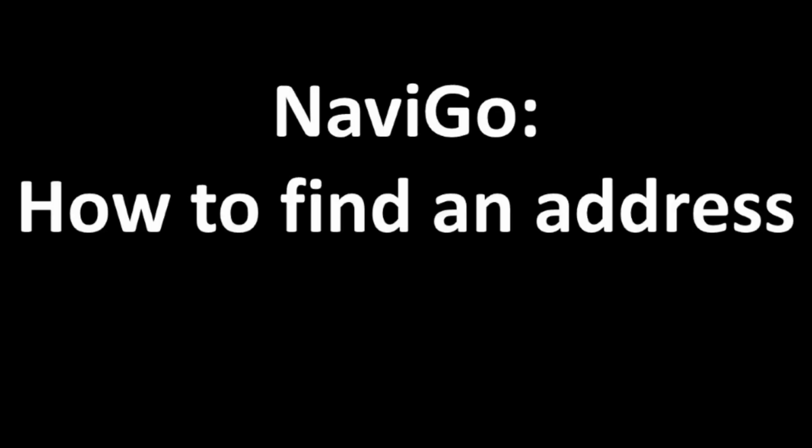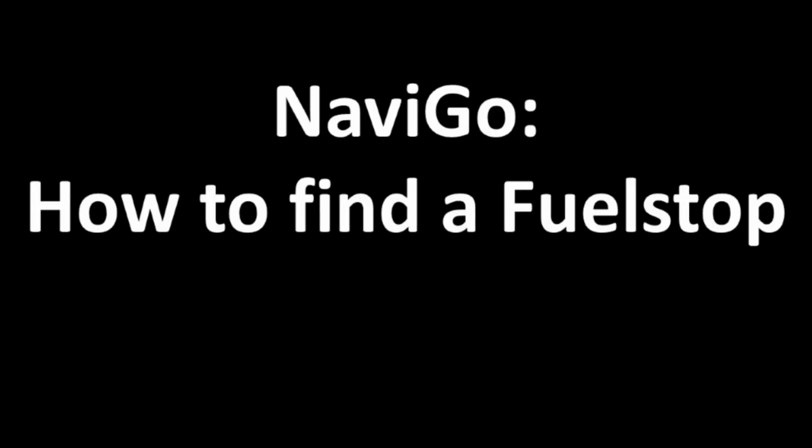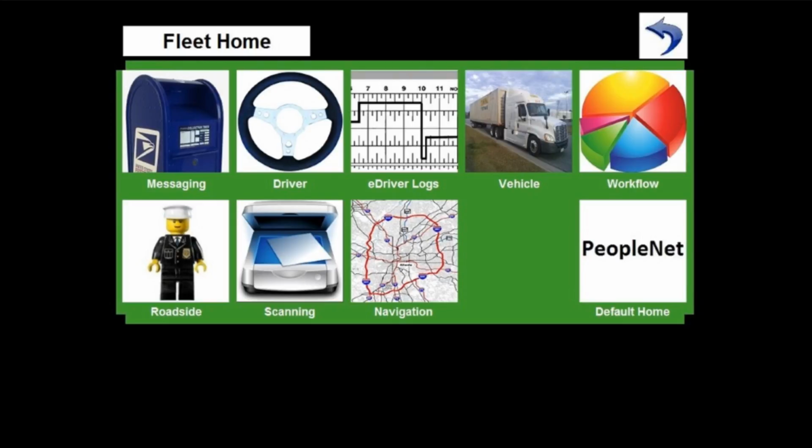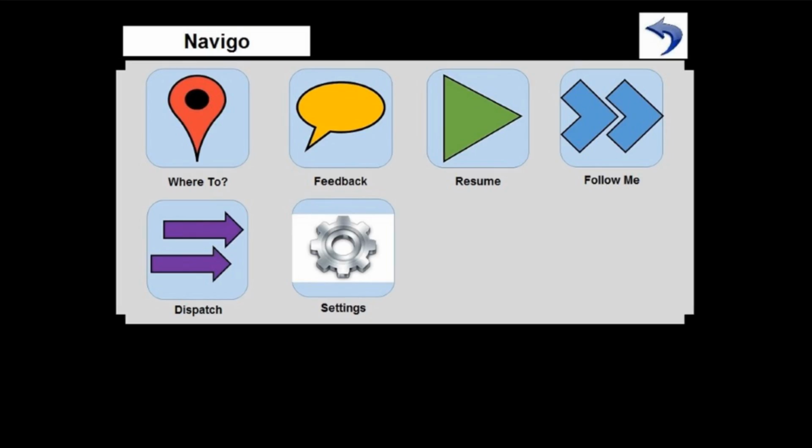This video will show you how to locate an address, a terminal, a rail yard, or a fuel stop. Start by selecting the NaviGo icon. You should get to this home page.